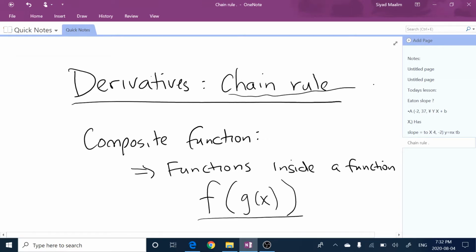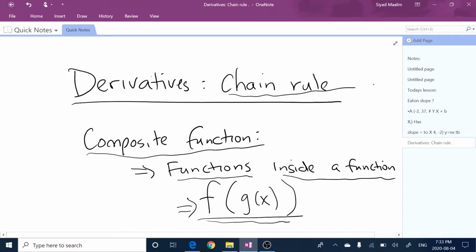We normally use the chain rule when we have a composite function. What a composite function means is that you have a function inside another function, similar to what we have here, f of g of x, where f is the outside function and g of x alone is the inside function. Okay, let's do an example.